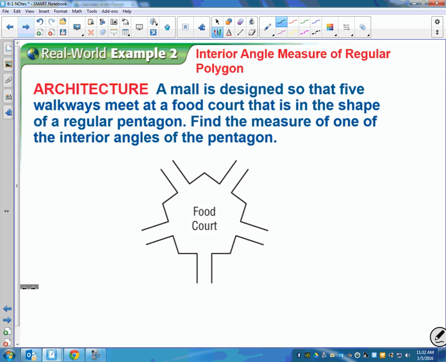A mall is designed so that 5 walkways meet at a food court that is measured in the shape of a regular pentagon. Find the measure of one of the interior angles of the pentagon. Do we have a formula to find the measure of one angle of a pentagon?